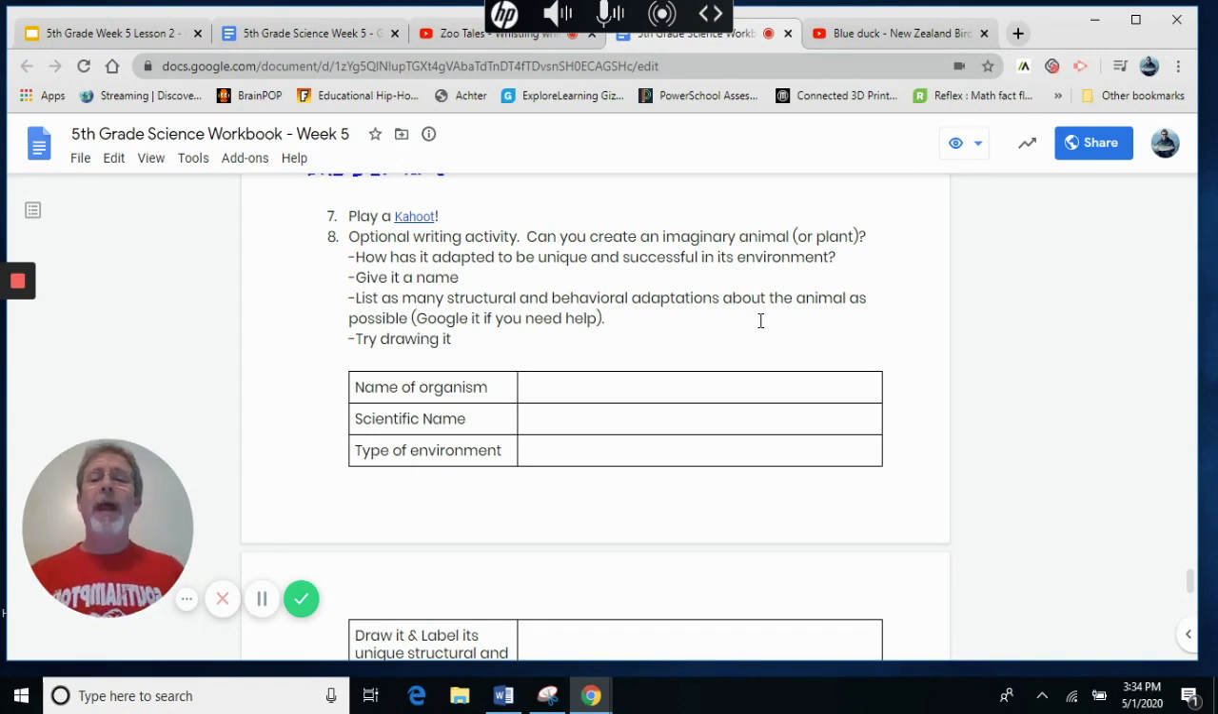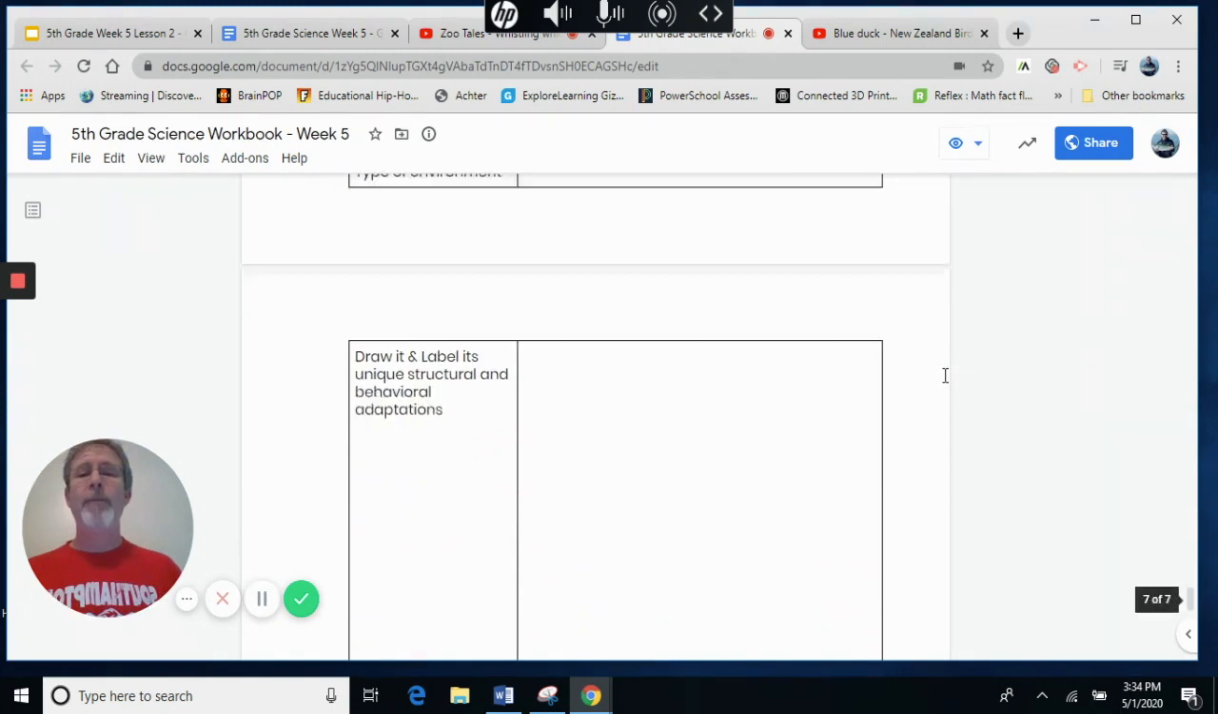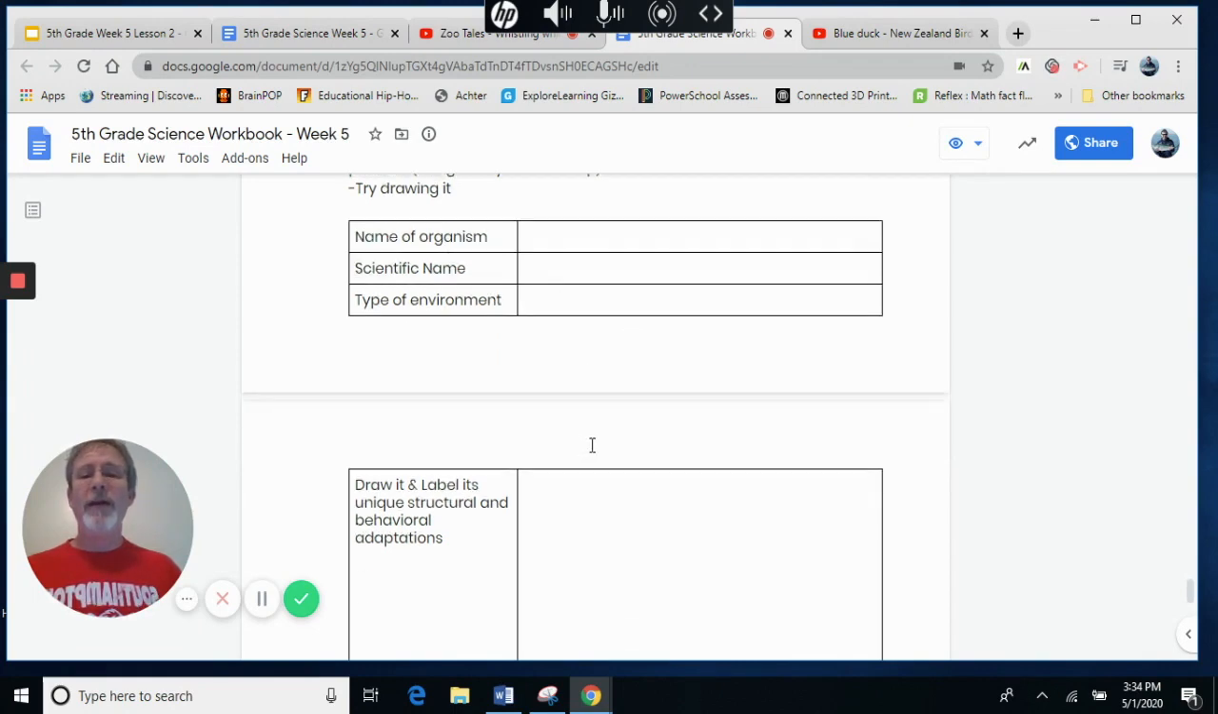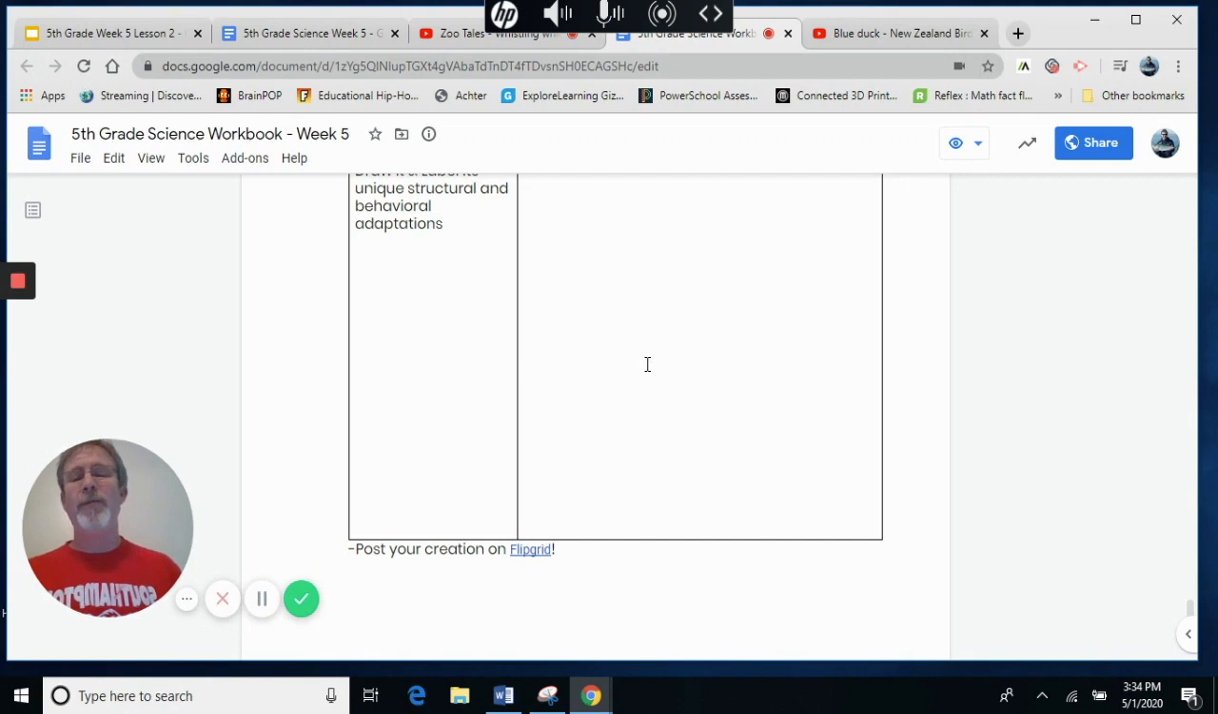So what I'm asking you to do is create an imaginary animal or plant. How is it adapted to be unique and successful in its environment? Give it a name. List as many structural and behavioral adaptations about the animal as possible. Google it if you need help. So, first thing you're going to do is try to draw it, name it, give it a scientific name. So, human scientific name is Homo sapiens. So, see if you can come up with a fancy name for it. Where does it live? Draw it and label its adaptations.